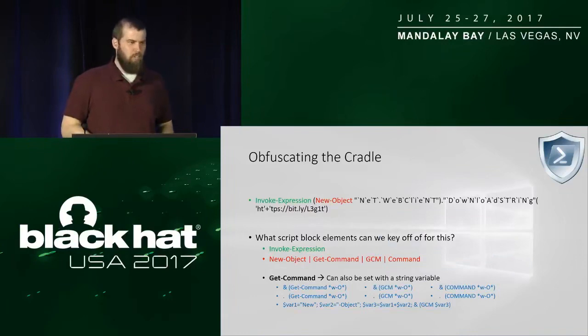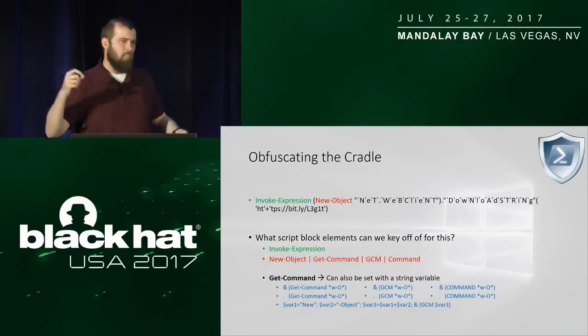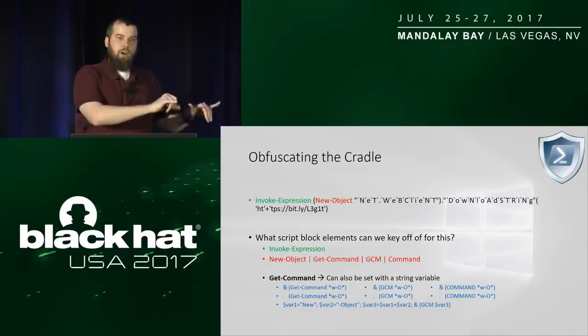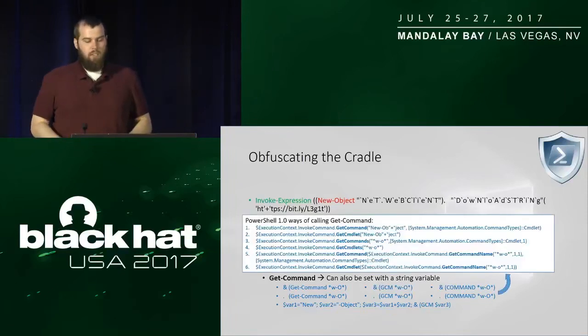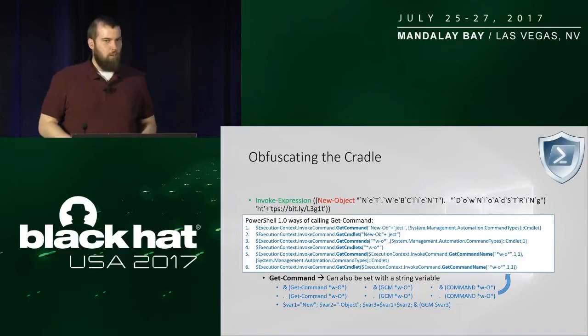So more options to keep in mind. In addition, if we don't ever want to use a wildcard for this new object stuff, we could just concatenate new object into some other variables and then call git command on that. There's yet more options. PowerShell 1.0.